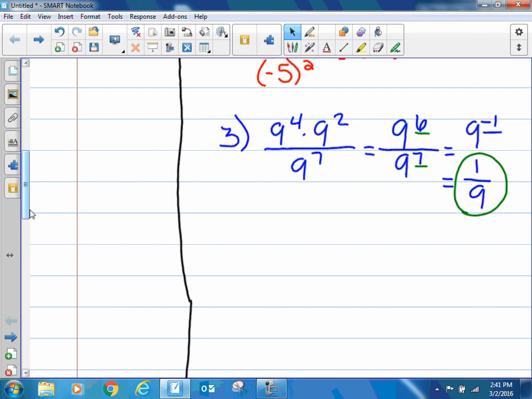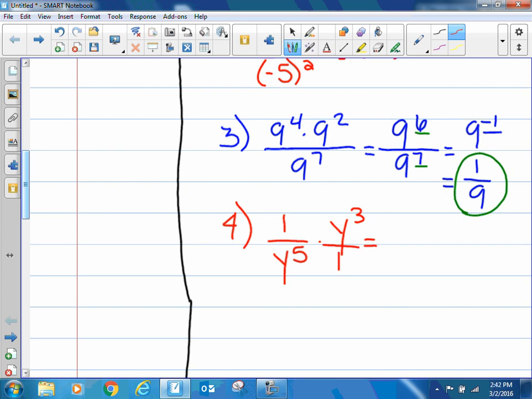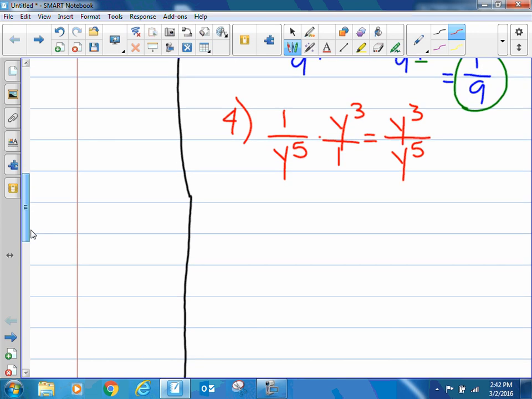All right, one more example with this topic. If I have 1 over y to the 5th times y to the 3rd, what do I equal? Well, we know, and we've talked about this before, when you have fractions, you can multiply straight across. So 1 times y to the 3rd is y to the 3rd. Y to the 5th times 1 is y to the 5th. Again, I started with more on the bottom, so I'm going to end up with more on the bottom. How many more? Well, what is the difference between 3 and 5? 2. You're going to end up with 2 more on the bottom.